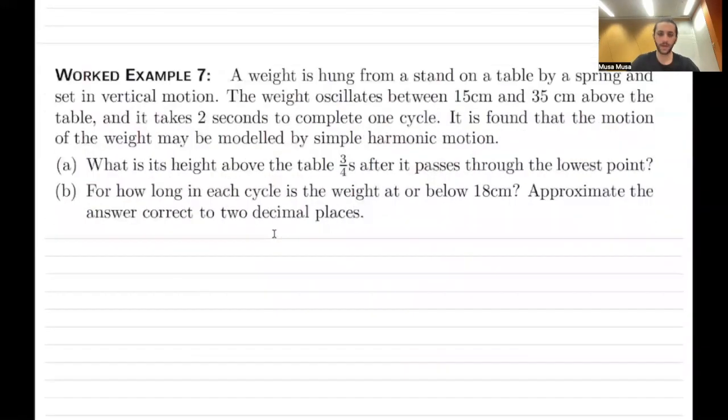Okay. How about this? It says here, a weight is hung from a stand on a table by a spring and set in vertical motion. The weight oscillates between 15 centimeters and 35 centimeters above the table, and it takes 2 seconds to complete one cycle. It is found that the motion of the weight may be modeled by simple harmonic motion. What is its height above the table 3/4 of a second after it passes through the lowest point?